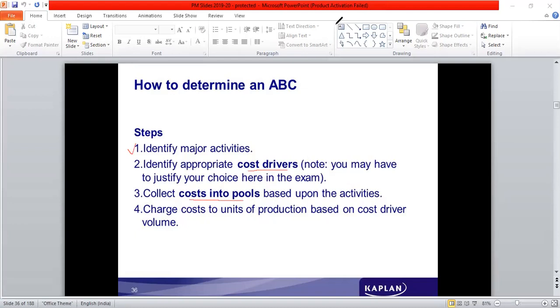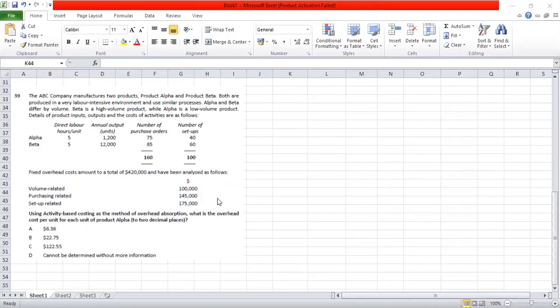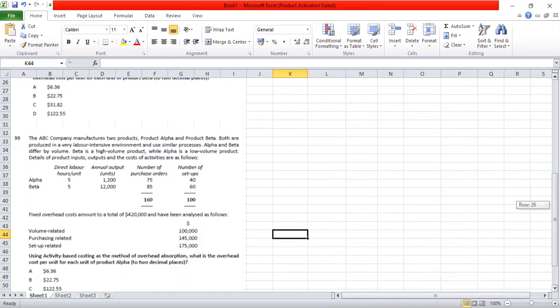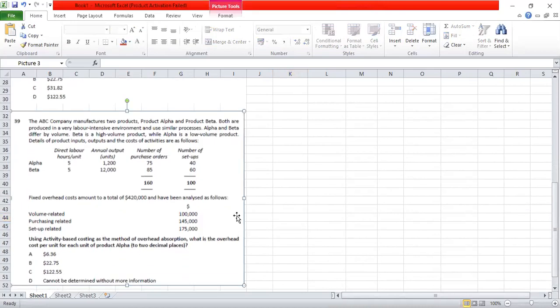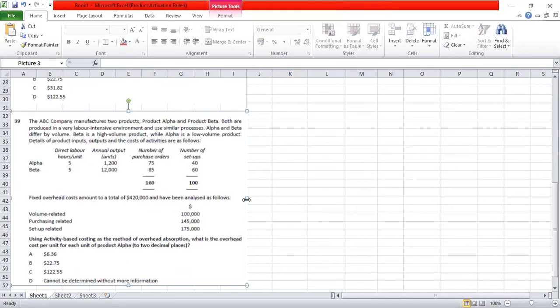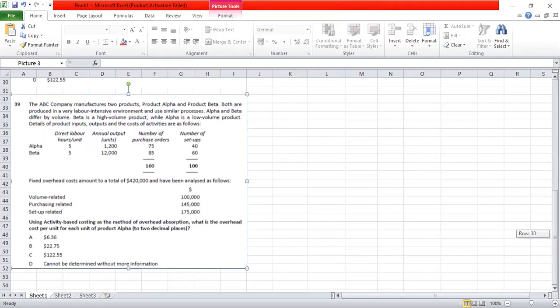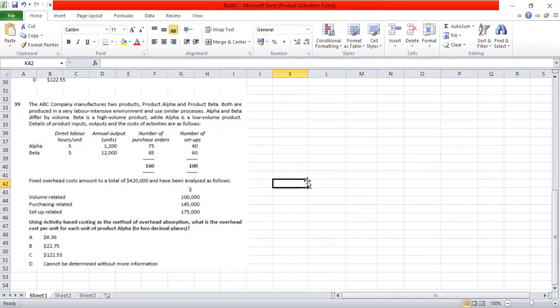So let's get back to the Excel sheet. We know what are the activities. We also know what are the amounts. So here we see 100,000, then 145,000, then 175,000. So all three of them are there. The activities are there, then the amounts are there, but we do not know what is the cost driver. So that part, let's take it up. What are the cost drivers for each of them? That is what we have to identify.